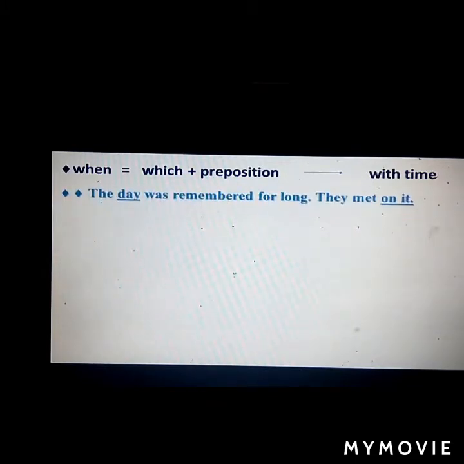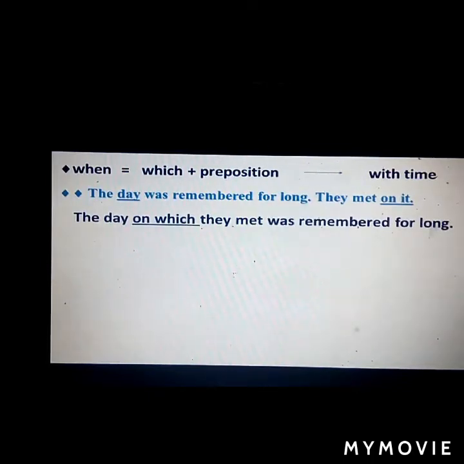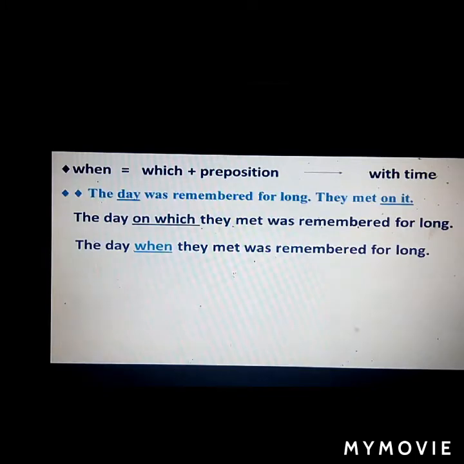When equal which plus preposition with time مع الوقت. The day was remembered for long. They met on it. They refers to time و it on it refers to time عشان كده نستخدم the day on which they met was remembered for long. وممكن نقول the day when عشان كده on which equal هنا when. The day when they met was remembered for long.